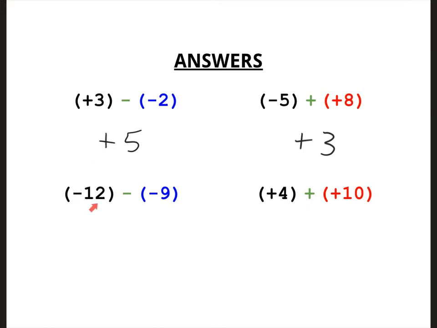Let's take a look down here. It's -12, and she took away coldness. So if she takes away coldness, it warmed up 9 degrees from the original temperature of -12. So that would give us -3. And over here, the last example, +4 plus +10. If it's 4 degrees outside, and she adds 10 degrees of heat, it went up 10 degrees. So it started at 4, it went up 10 degrees, so +14.